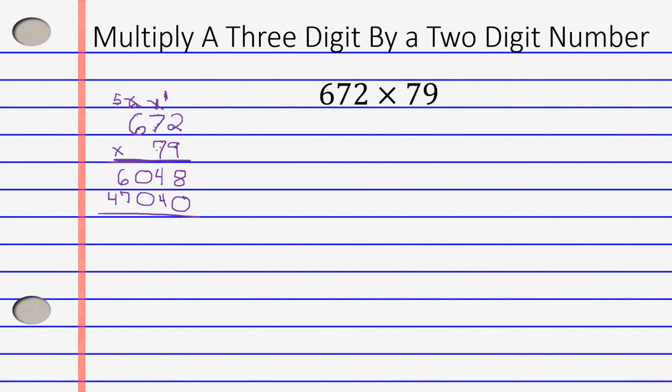Once we have multiplied the 9 by the 6, 7, and 2, and the 7 by the 6, 7, and 2, we add the results of both of those multiplications. So 8 plus 0 is 8. 4 plus 4 is 8. 0 plus 0 is 0. 6 plus 7 is 13. So put the 3 down below and carry the 1 up above. 4 plus 1 is 5. And the result of multiplying the two numbers together is 53088, or 53,088.